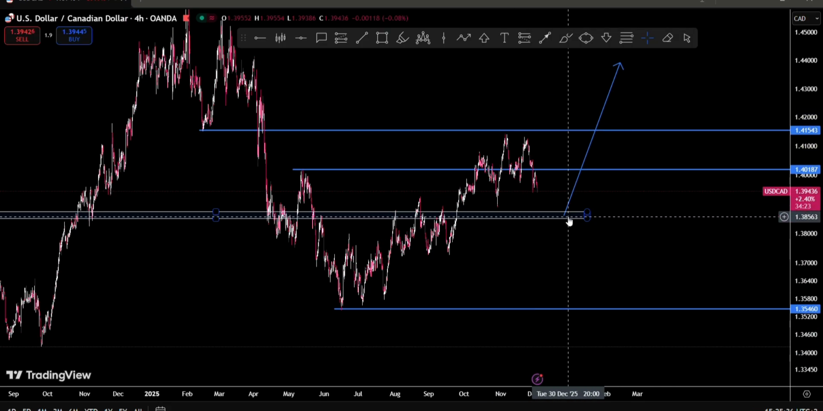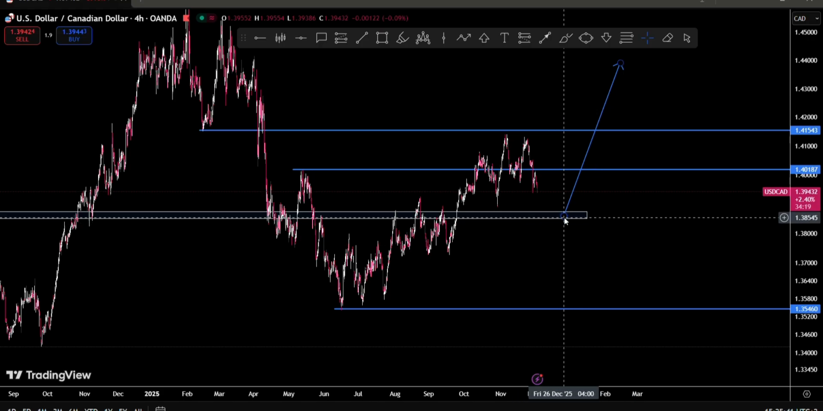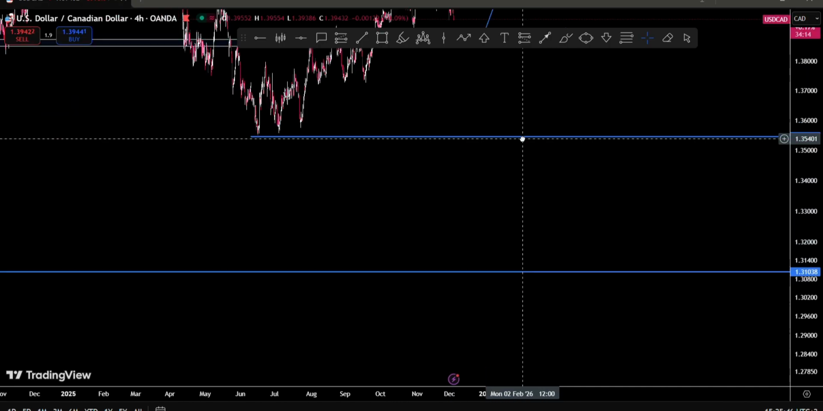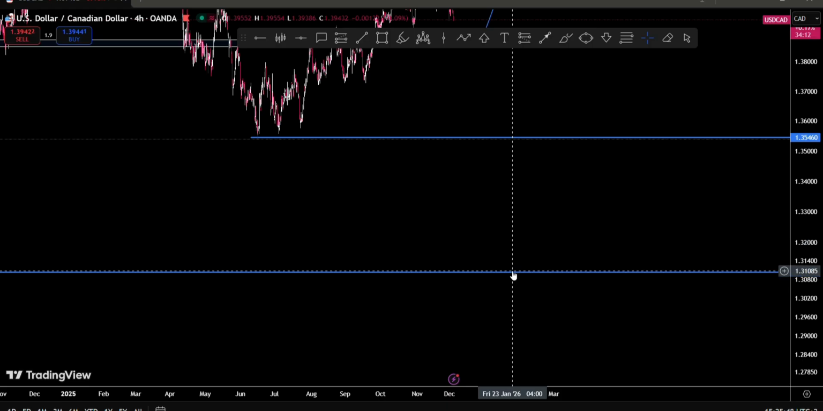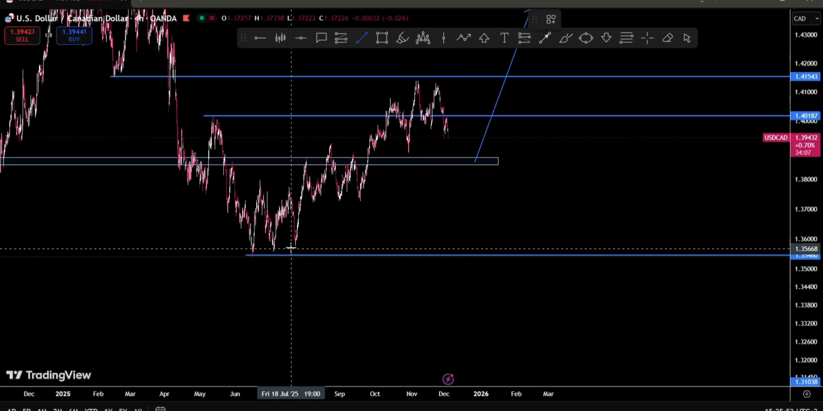So we are expecting a break. Then after a break, any correction above this thing so that we can continue going down with it. So our target will be this one. If we break, then our other target is this one. Okay, so let me just highlight here.